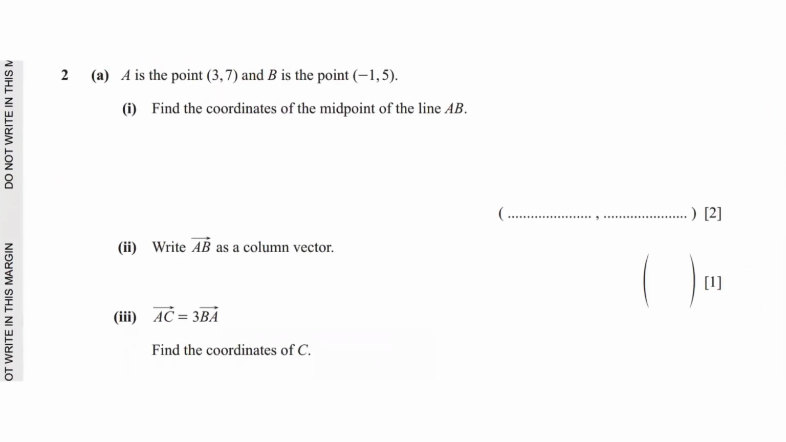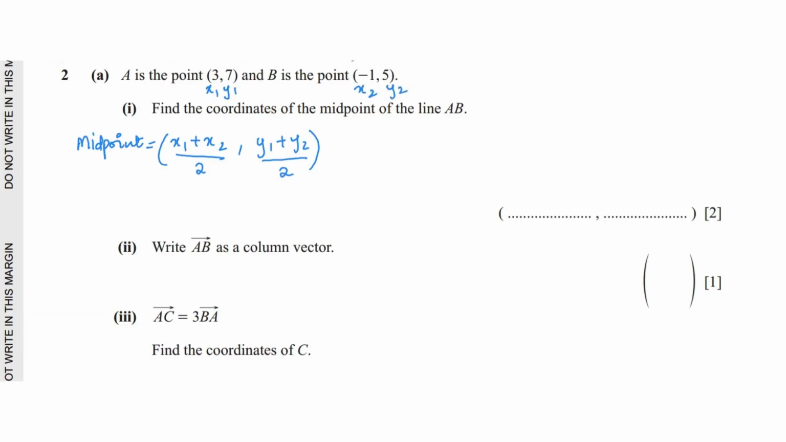Question 2 says A is the point (3, 7), B is the point (-1, 5). Find the coordinates of the midpoint of the line AB. So midpoint has the formula of (x1 plus x2 over 2, y1 plus y2 over 2). This is x1, this is y1, this is x2, this is y2.